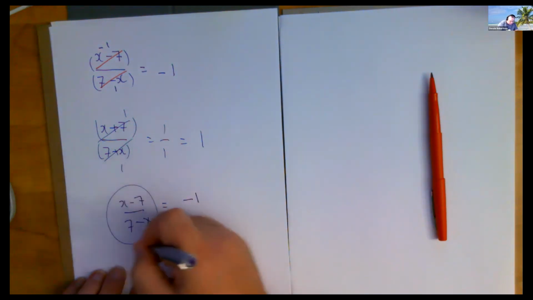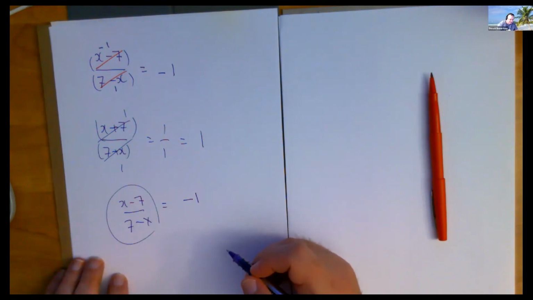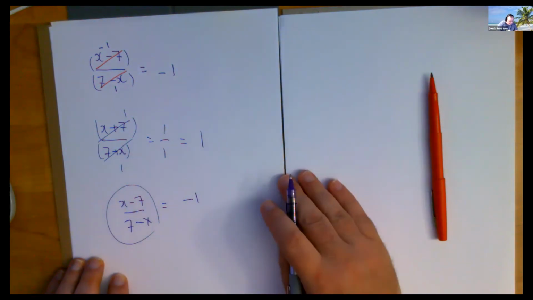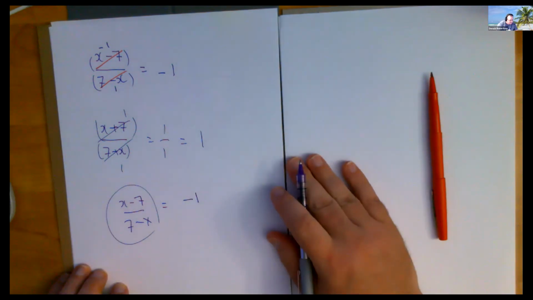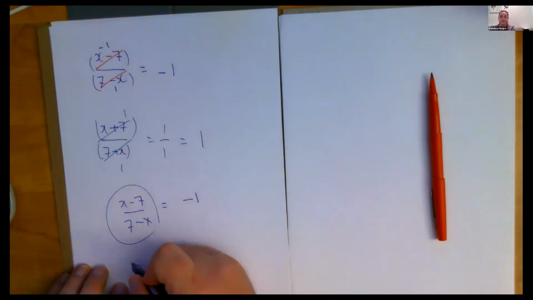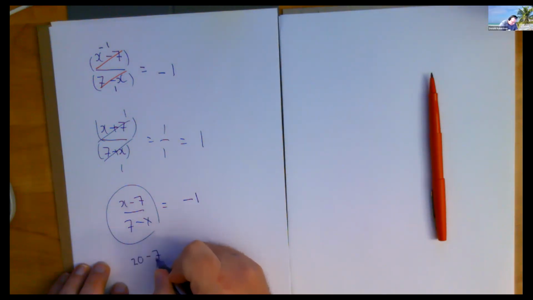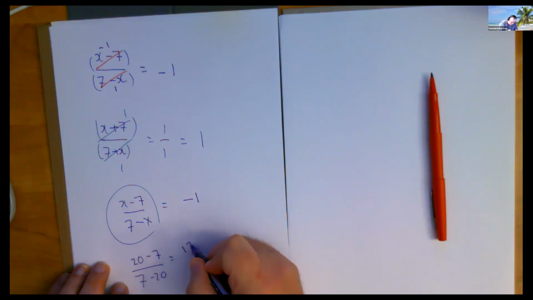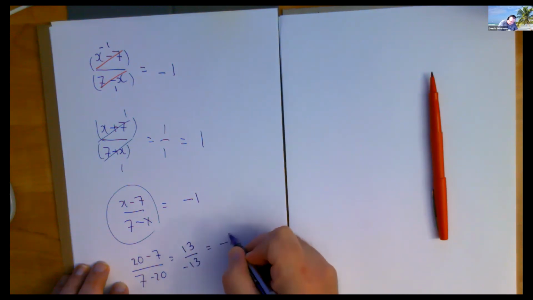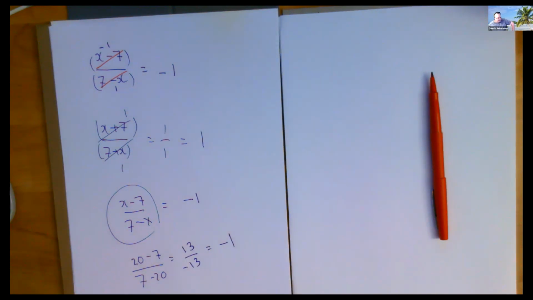Give me any number in the universe, but don't give me 7. That's a bad choice. Any other number you like. 20. Okay. 20 take away 7 is 13. 7 take away 20 is -13. Simplifies down to -1. Have I convinced you that you get -1 when the two cancel?